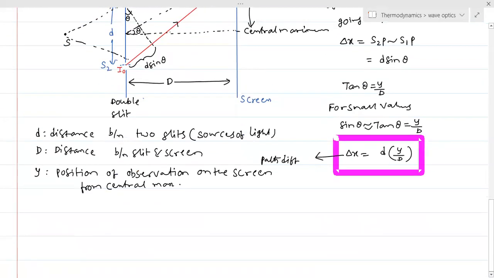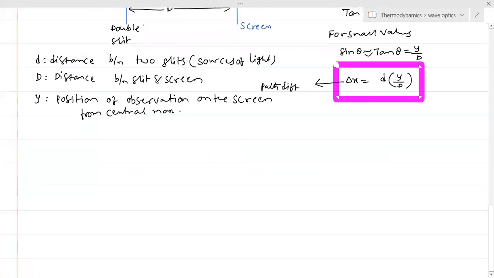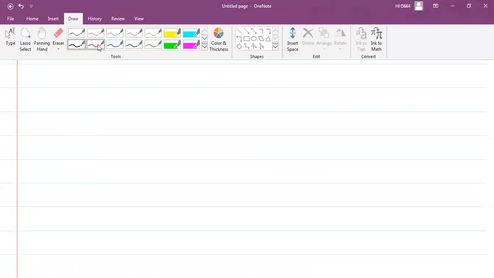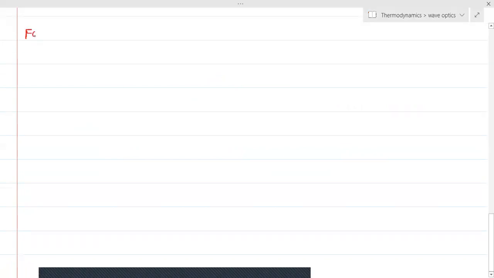And before analyzing anything, first we will take the required condition for path difference. For bright fringes, what is the nature, and for dark fringes, what will be the nature. First I am taking bright fringes.